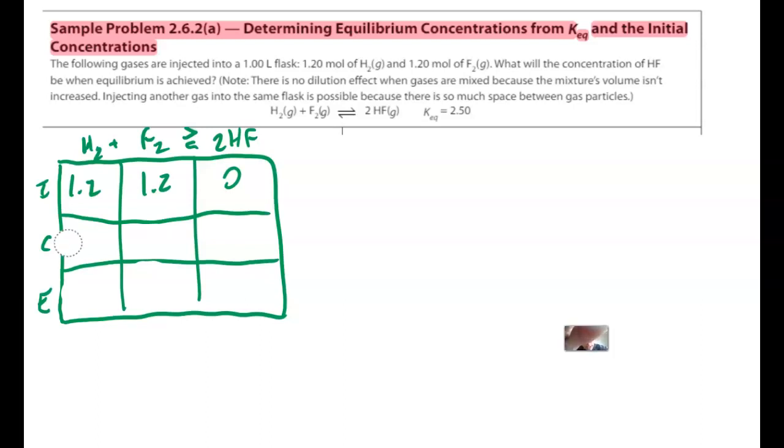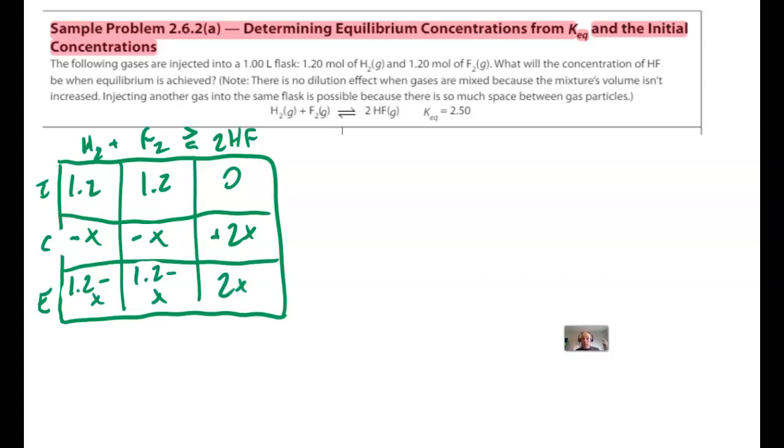So I'm going to say that H2 goes down by X, and F2, with the same coefficient as H2, also goes down by X. And since there's a 2 in front of HF, it will go up by twice the amount that H2 and F2 go down. So this is going to be plus 2X, which means that at equilibrium, H2 will be 1.2 minus X, F2 will also be 1.2 minus X, and HF will just be 2X, because 0 plus 2X is 2X.